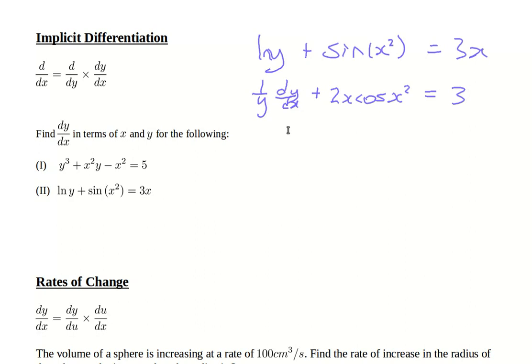Okay, all I need to do now for this one to make that dy by dx equals is I need to move across the 2x cos x squared, so I get 3 minus 2x cos x squared, and then multiply by y, and it's done.